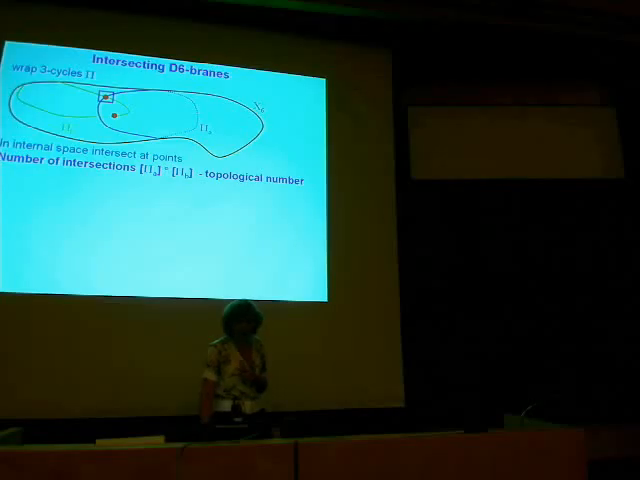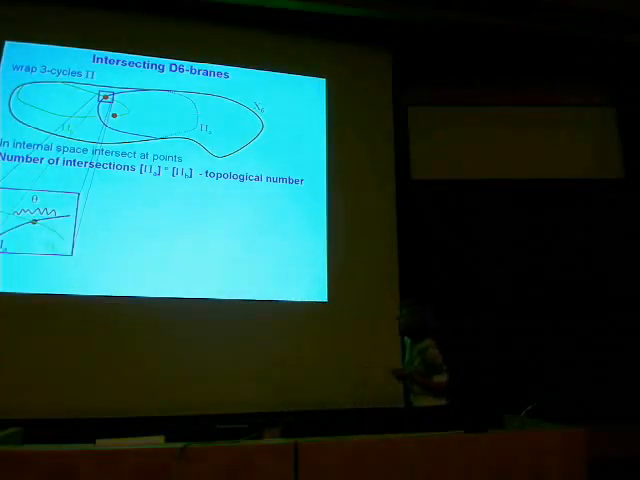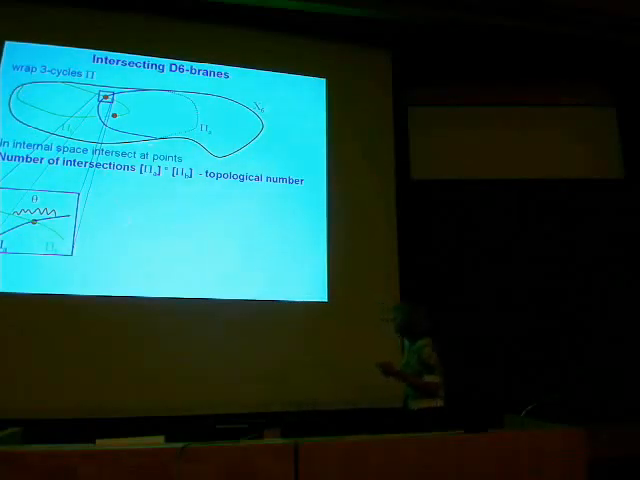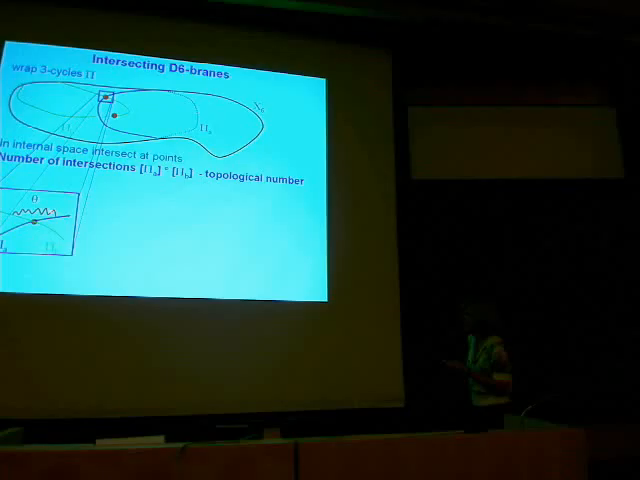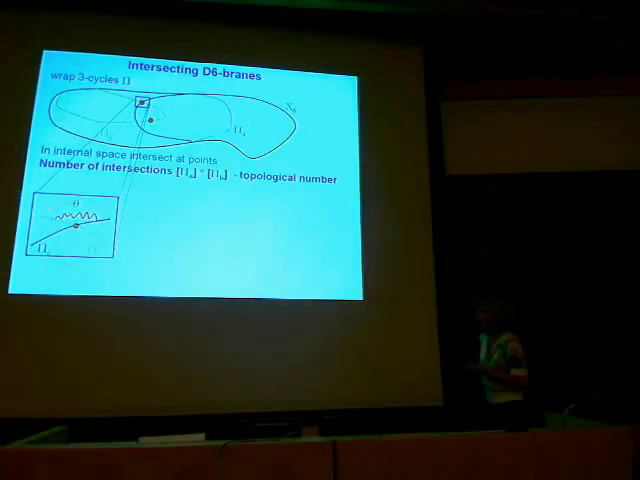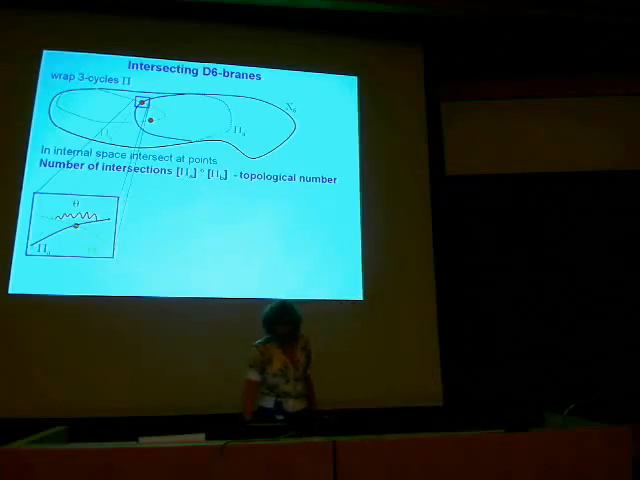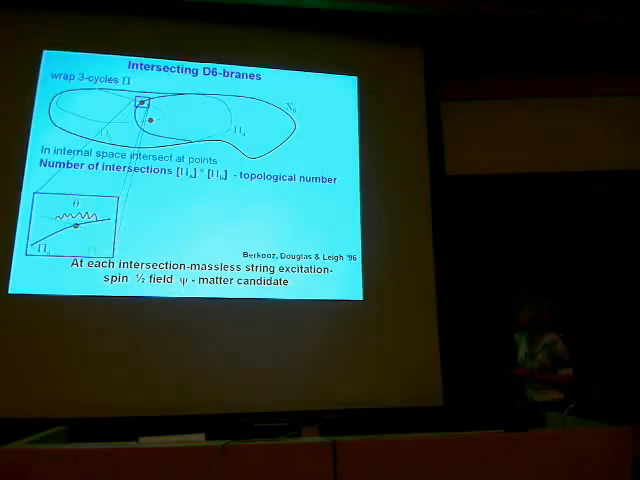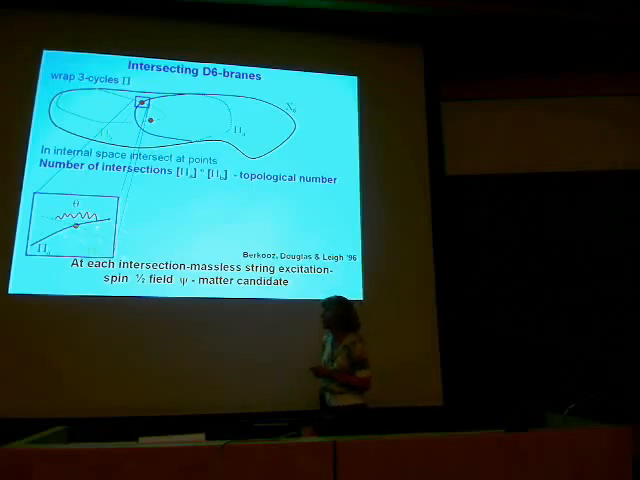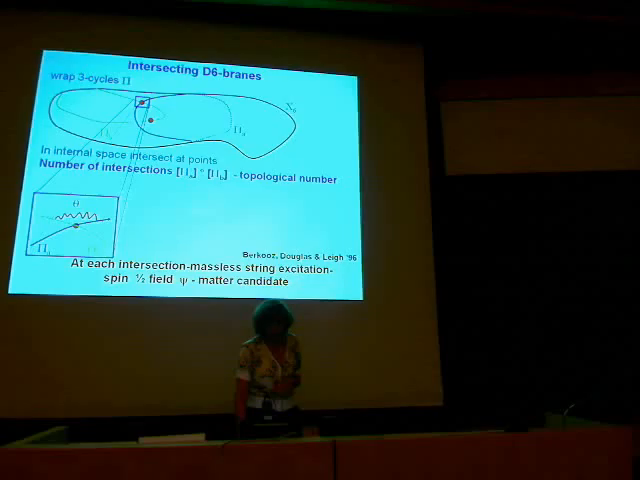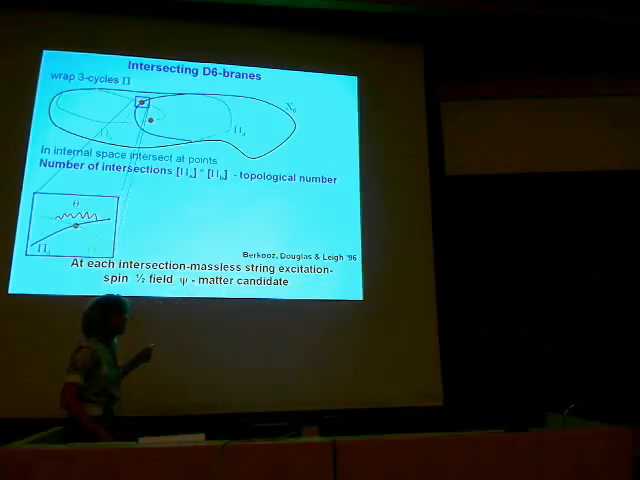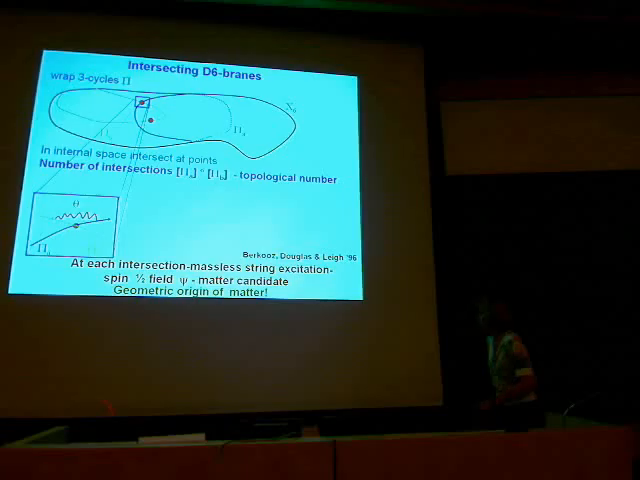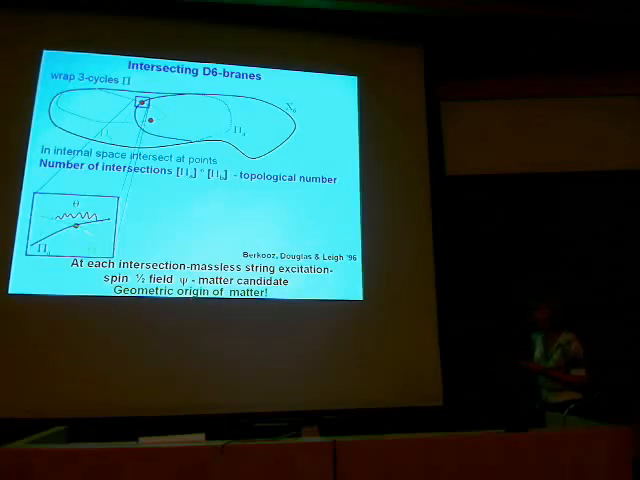So let's try to take a magnifying glass to such an intersection and see what happens to strings when we quantize them. So at such intersections, when we quantize a string that starts on one brane and ends on another set of branes, there is always a massless state that corresponds in four dimensions to a spin one half particle. So actually at each of such intersections, in general, we see the appearance of a massless matter candidate, which would, in principle, highlight the geometric origin of massless matter.